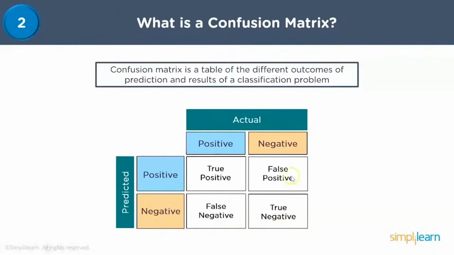Next we have false positive. Now false positive is also known as type 1 error. In false positive, the predicted value was falsely predicted. The actual value was negative, but the model predicted a positive value.